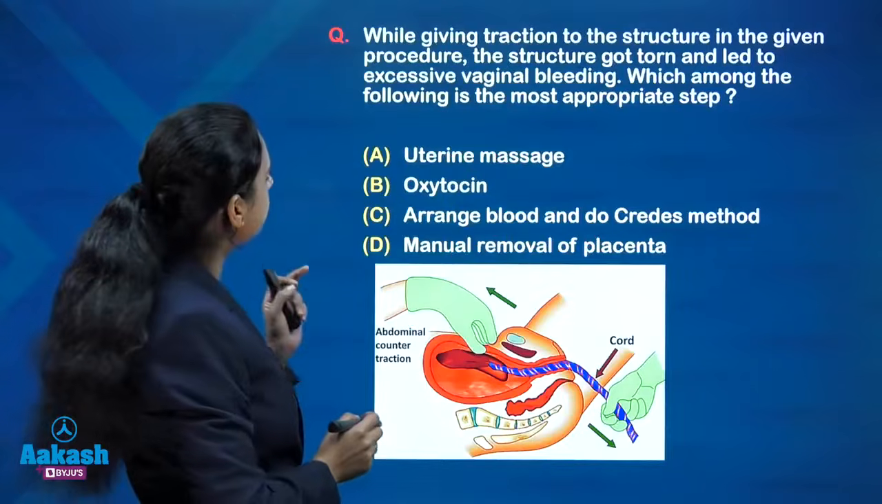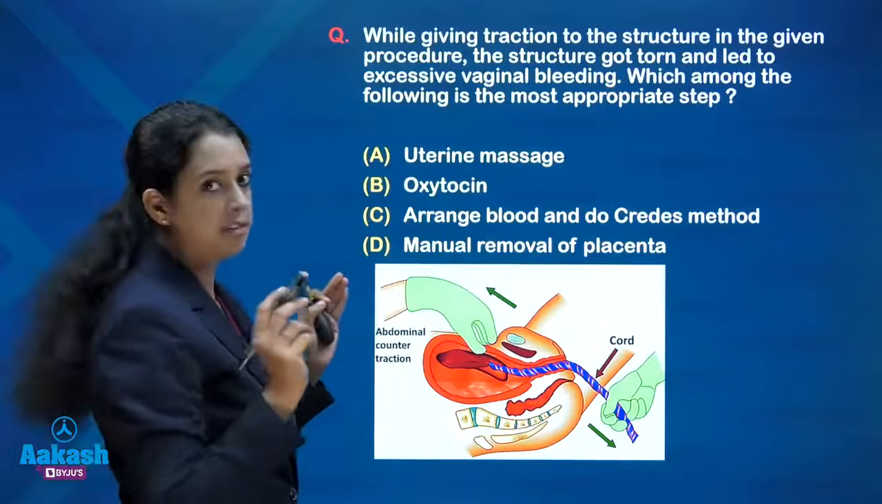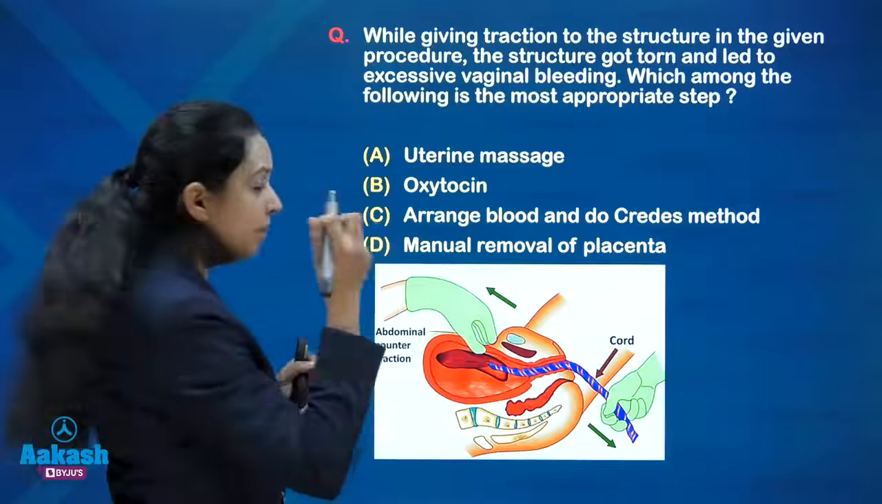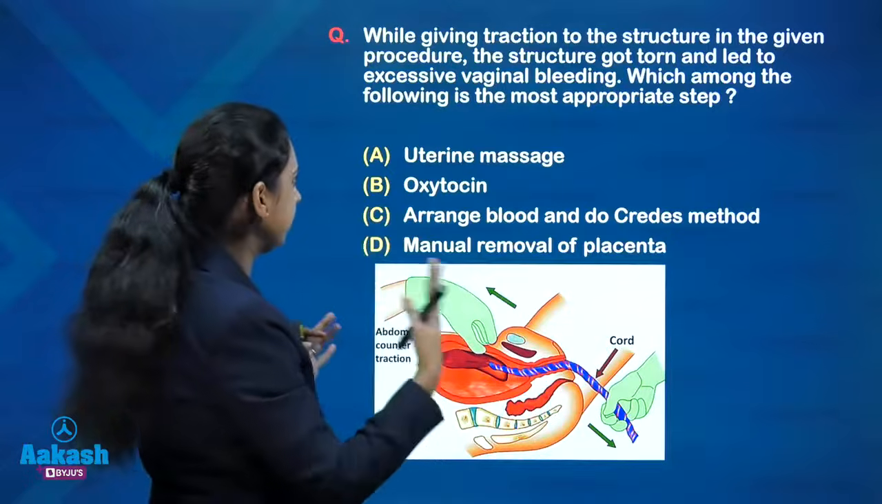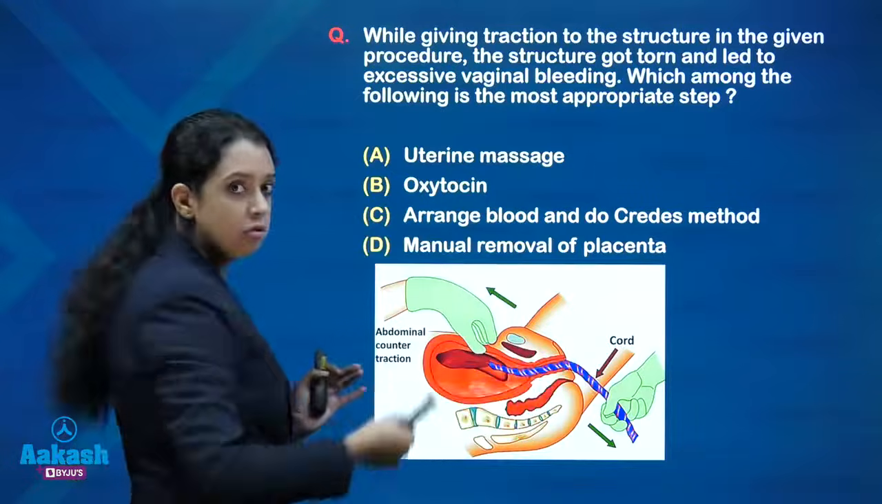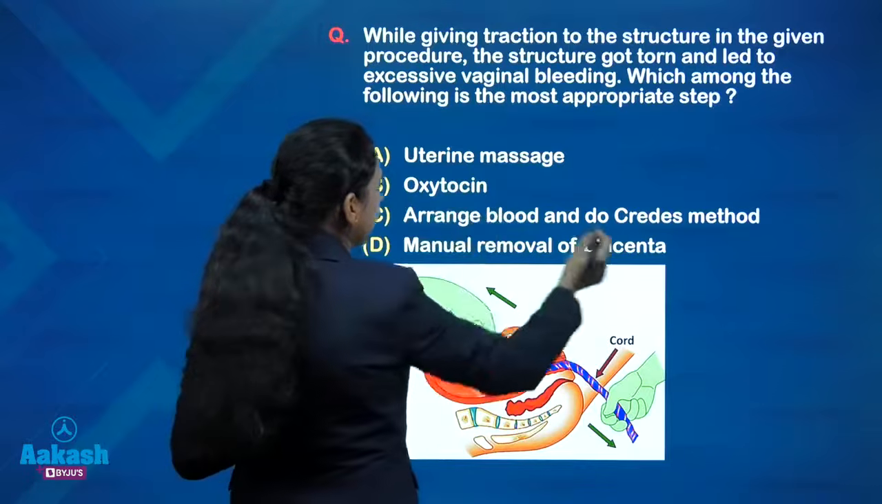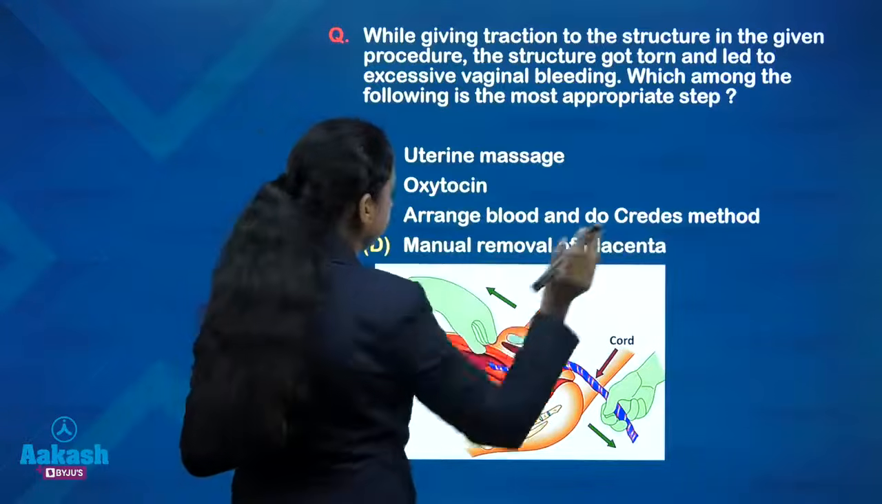While giving traction to the structure in the given procedure, the structure got torn and led to excessive vaginal bleeding. What is this structure? It is the umbilical cord. So it got torn and bleeding was there. Obviously, what will you do? In such a case, when the cord got torn and the bleeding starts, will you do massage? Will you give oxytocin? Will you arrange blood and do Credé's method or manual removal of placenta?